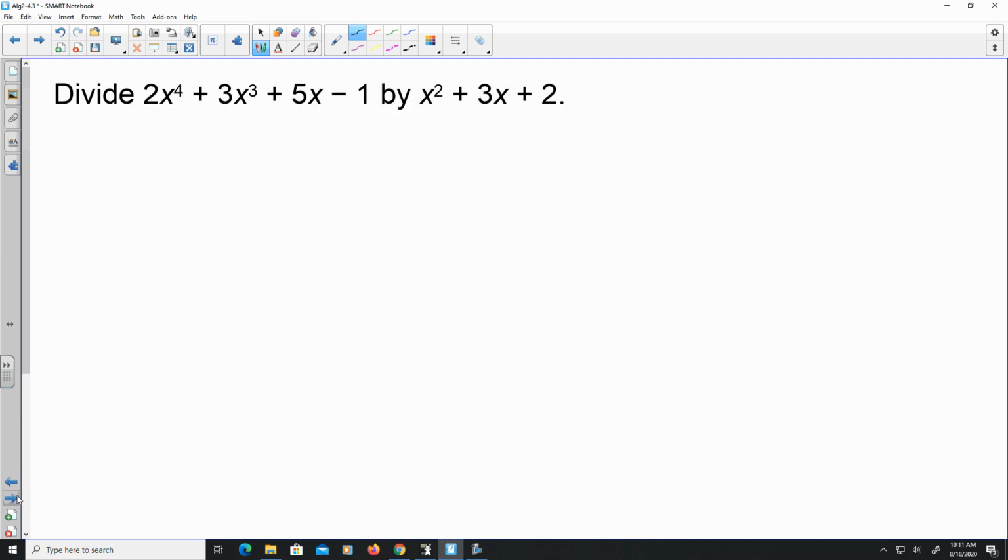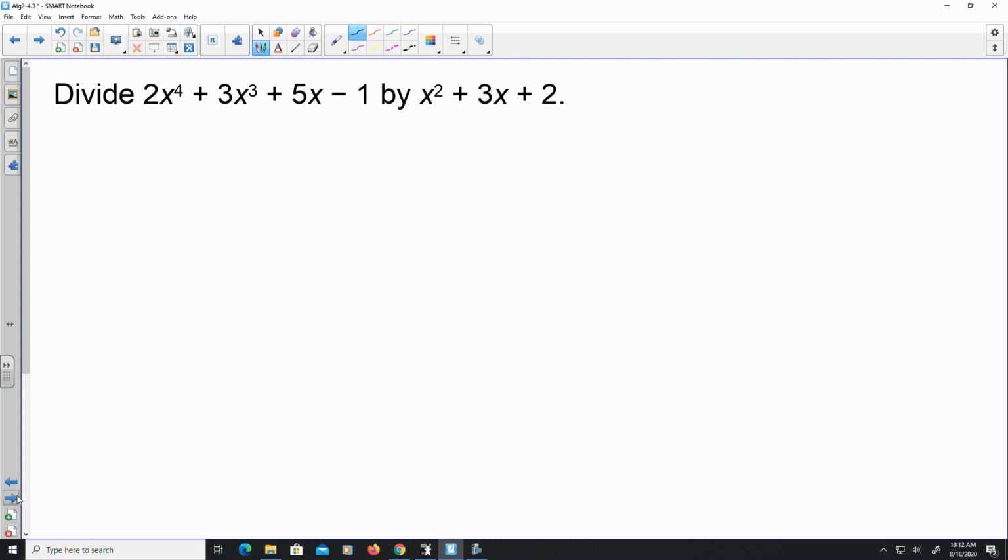So this one here, we have 2x to the fourth plus 3x to the third plus 5x minus 1, and it's going to be divided by x squared plus 3x plus 2. There are a couple things we have to keep in mind when we use long division, because it's being divided by a trinomial. We can't use synthetic division in that scenario. We only can use the long division route.